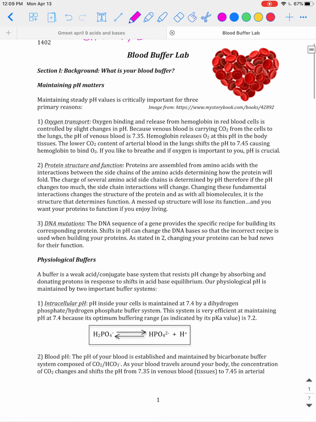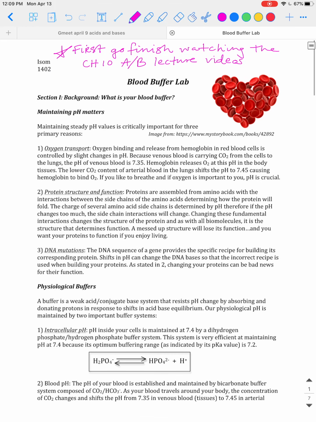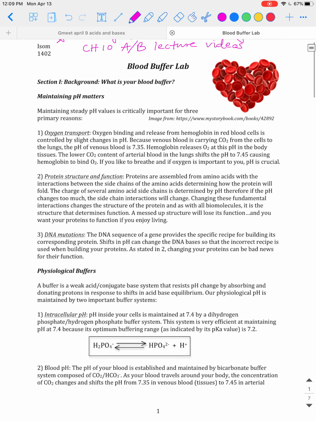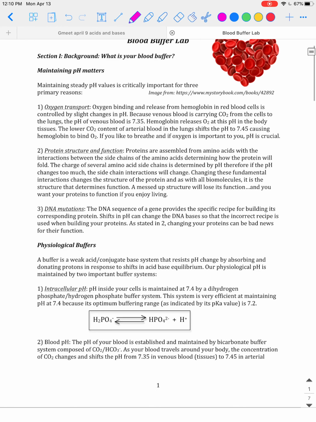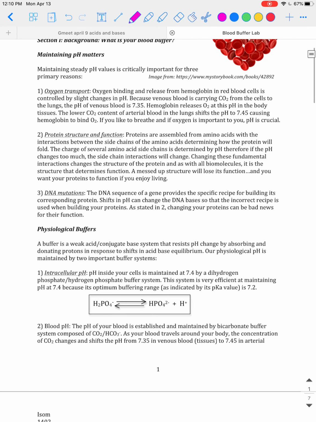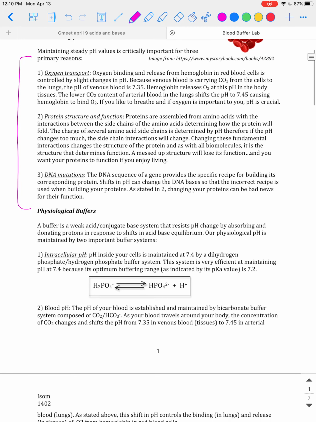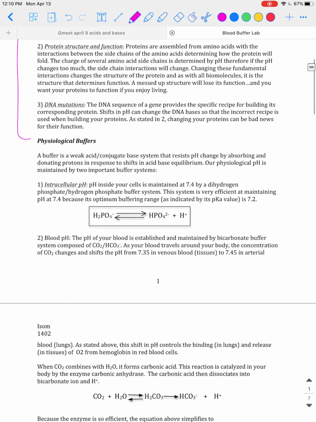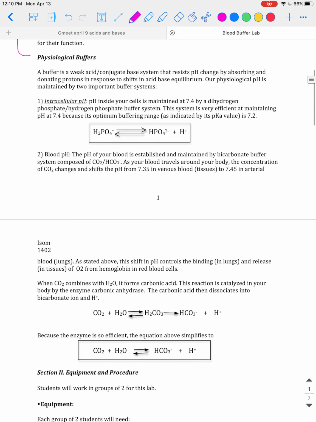So if you have not watched those videos on what a buffer is, just reading this first page is not going to be enough. So go watch those videos first. They don't take a long time. Take notes on them, get a better understanding of buffers, then come back and attempt the lab, okay? I'm not going to walk through this information up here. You can read these things. There may be some pre-lab questions on this. We'll see.